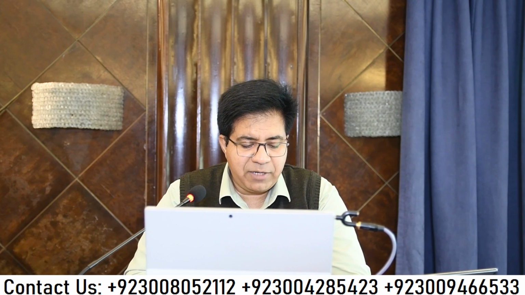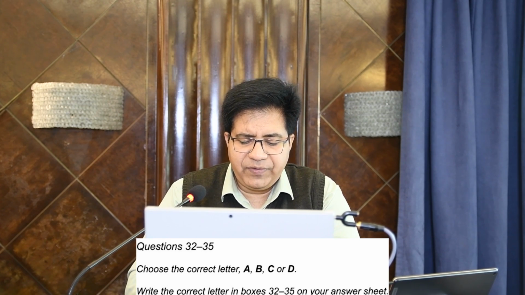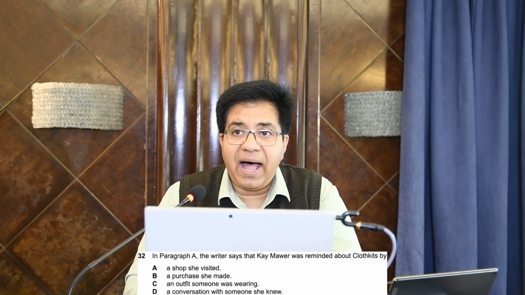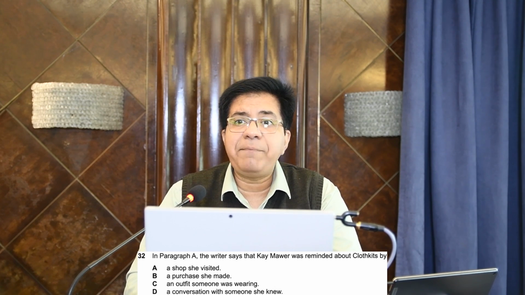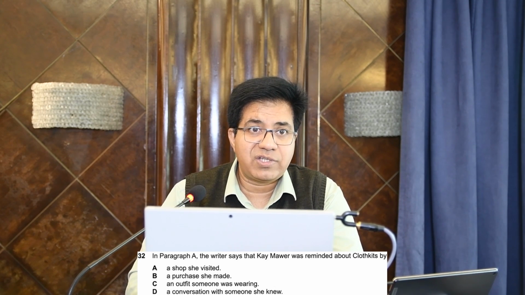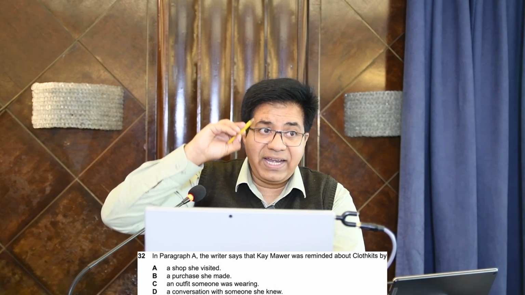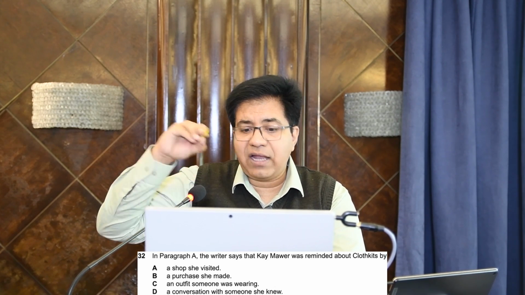Let's go on. Question number 32 to 35. We've got multiple choice questions. Question number 32. In paragraph A, the writer says that K. Maurer was reminded about Clothkits by. Now, how was he reminded? And by the way, whenever you do multiple choice questions, do not read options first. Only read the question. Go back to the passage, find the answer, and then match that answer with A, B, C, D.